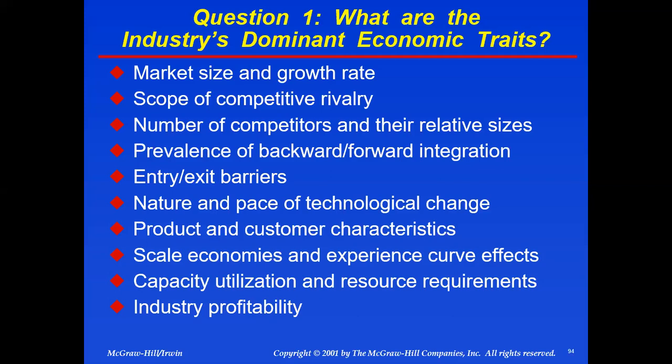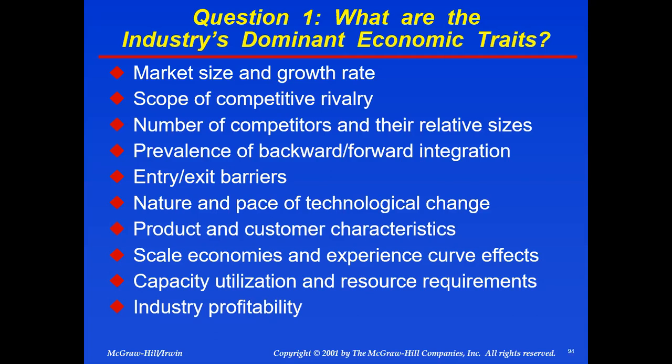The second factor in dominant economic traits is scope of competitive rivalry. And this scope of competitive rivalry can also be devised through comparative force analysis, which we have already discussed in the earlier sessions. The third factor is related to the number of competitors and their relative sizes. The next is prevalence of backward and forward integration. The next aspect can be the entry and exit barriers. Obviously, these were the issues we discussed in the earlier sessions, what are the entry barriers and what are the exit barriers.